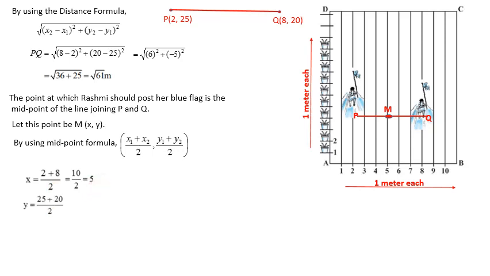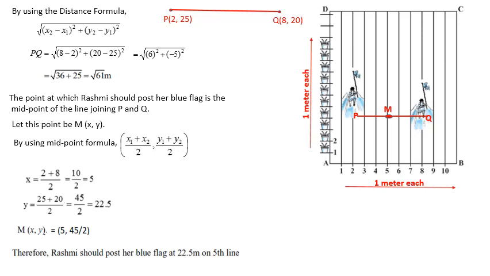Next y coordinate, y1 plus y2 is 25 plus 20. 25 plus 20 divided by 2, that is equal to 45 by 2, equal to 22.5. So coordinate of M(x, y) is (5, 45/2) or (5, 22.5). Anyone you can use. This 45 by 2 is the textbook answer. That's why I'm using here (5, 45/2).